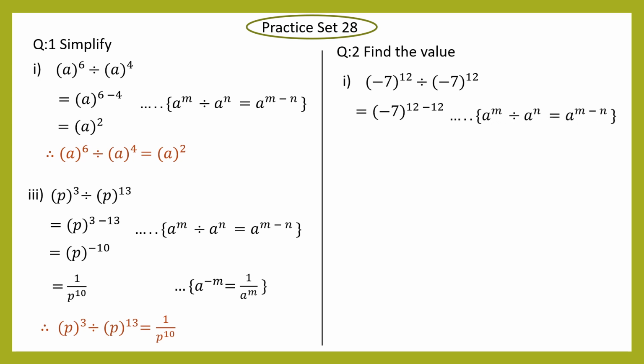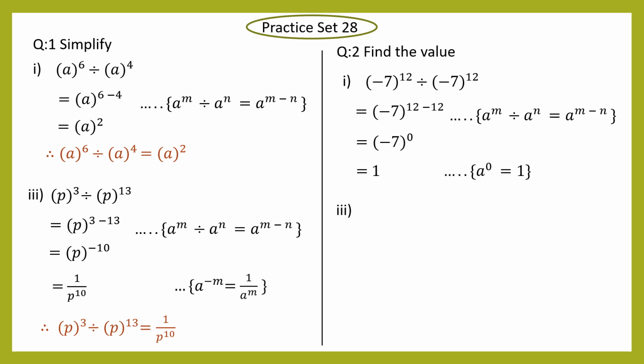Let's first write the reason. A raised to m divided by a raised to n is equals to a raised to m minus n. Now 12 minus 12 is 0. So we get answer as minus 7 raised to 0. Now we already know any number raised to power 0, answer will be 1. So we can write final answer as 1. Law applicable is a raised to 0 is equals to 1.